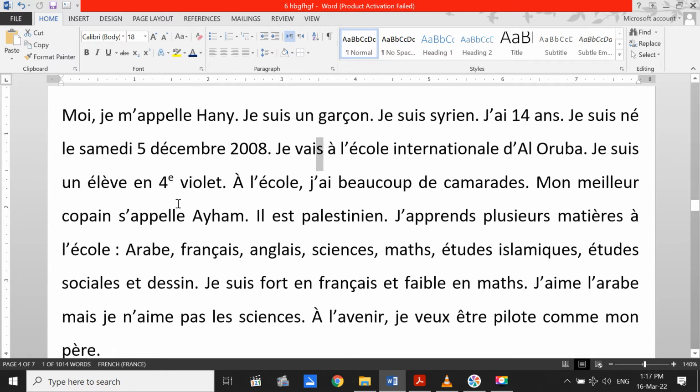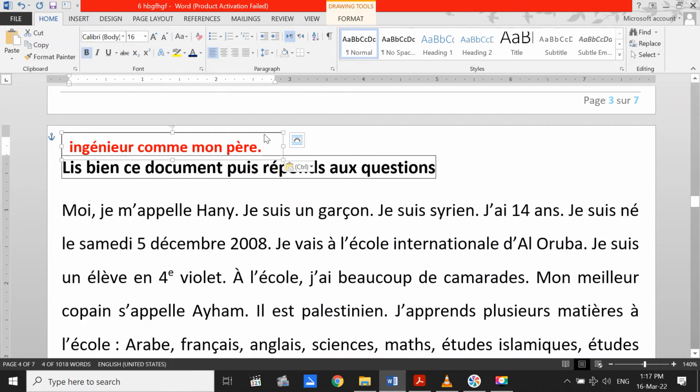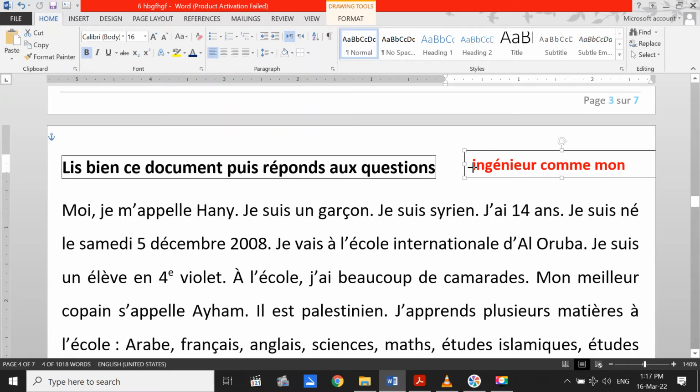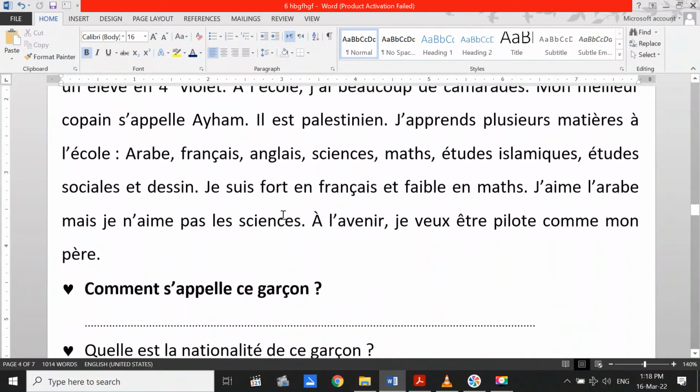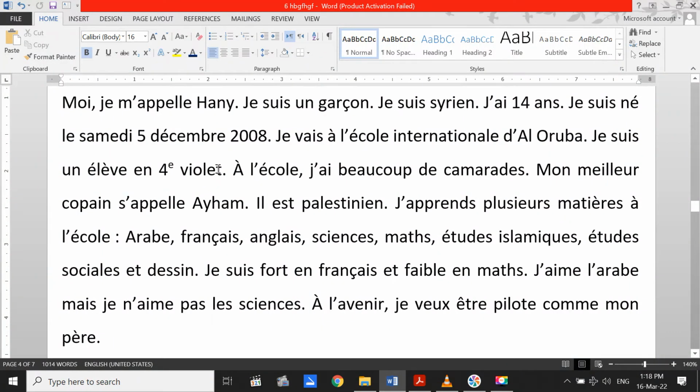To get the adjective of 4, let's write it here. This is 4, means number 4. To get the adjective, we cancel this E, then we add E, accent grave, ME. We add these 4 letters to get the adjective. Quatrième means fourth. Okay. Je suis en quatrième violet.